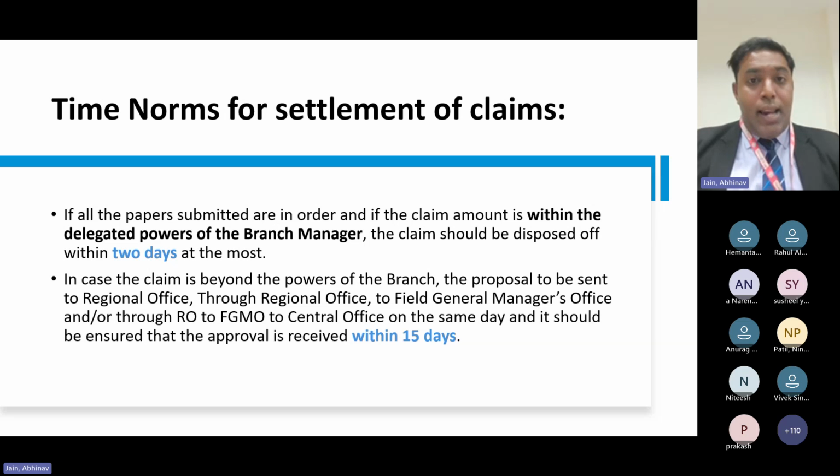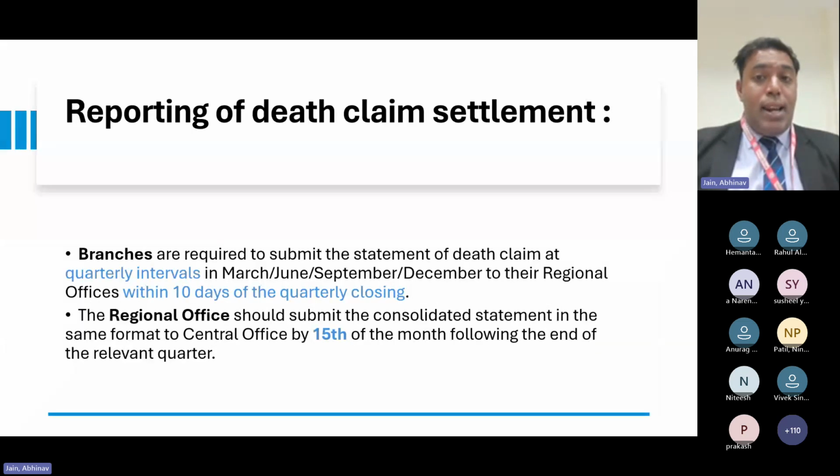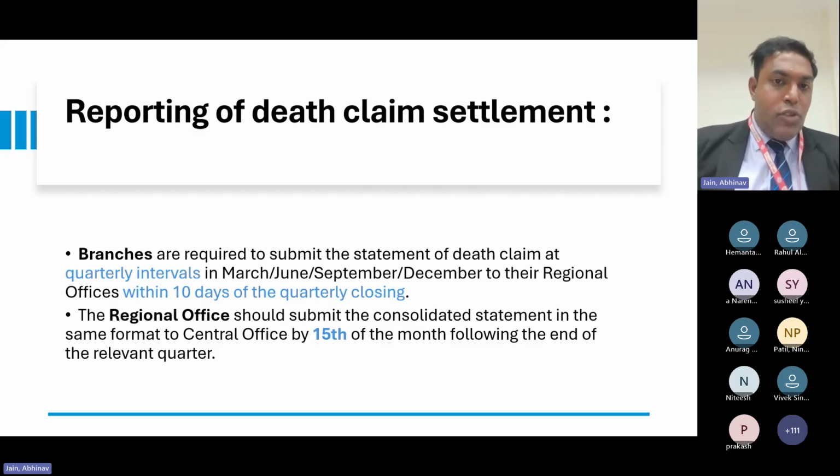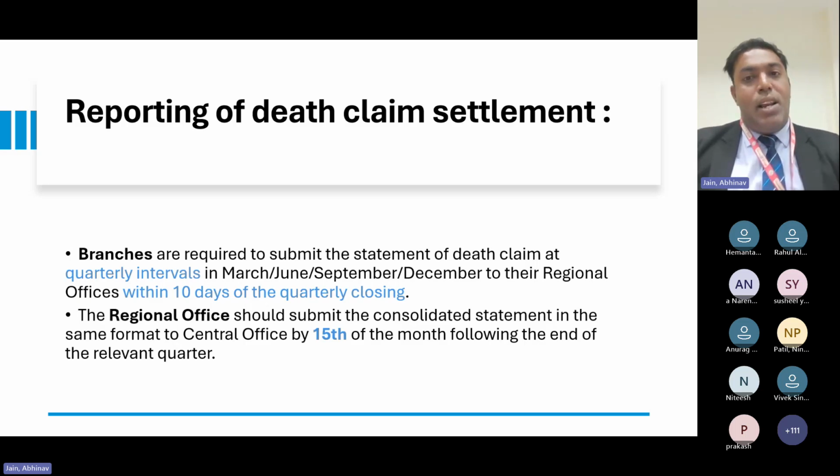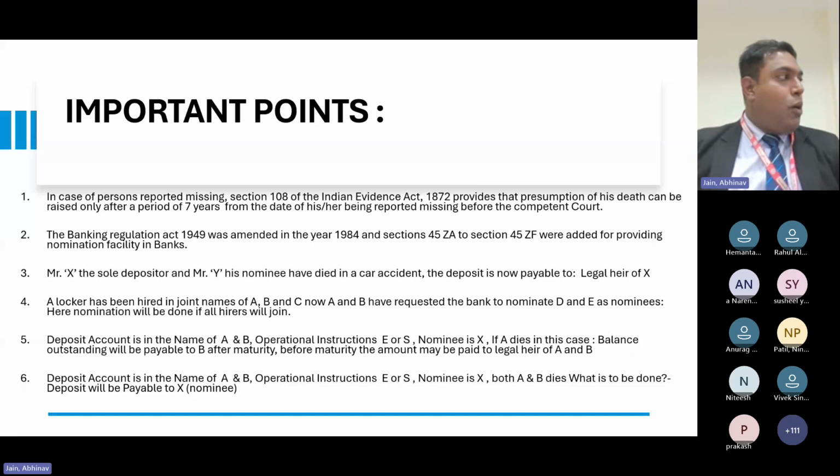Again, branches have to submit a quarterly report on death claim settlement after every quarter, which ends in March, June, September, December, to the respective regional offices by the 10th day of the quarter closing, like before 10th April, before 10th July, before 10th October, and before 10th January. And the regional office should compile the same and forward it to the central office by the 15th of the month following the end of the relevant quarter. Do remember this. Very important points.